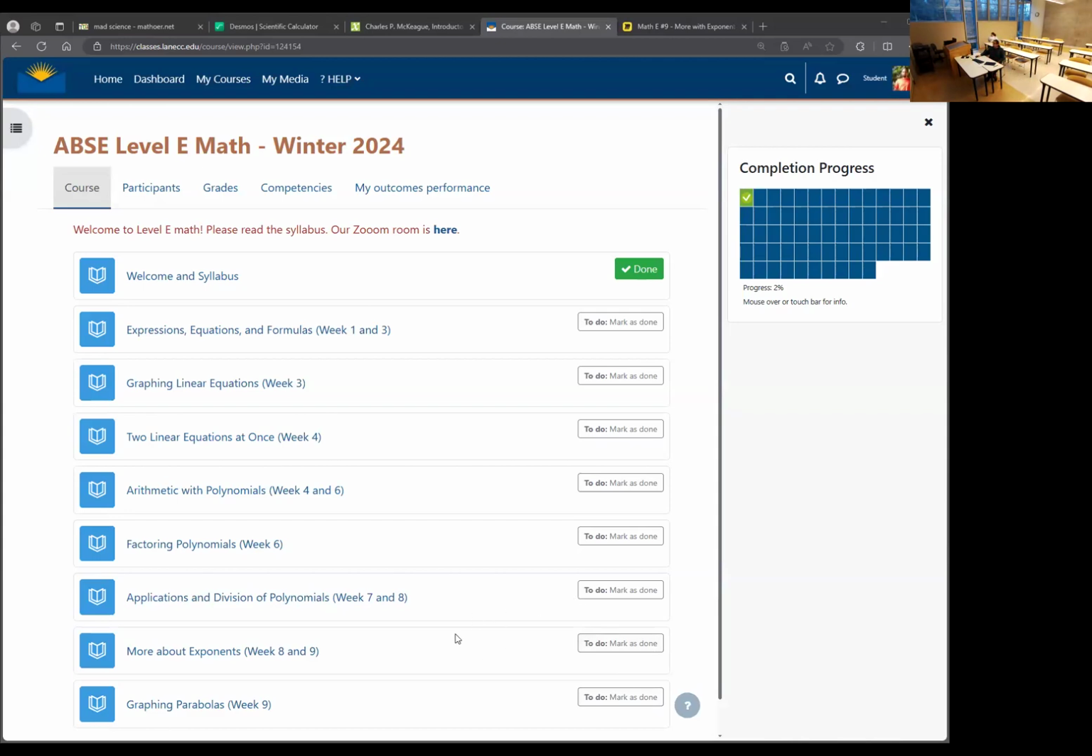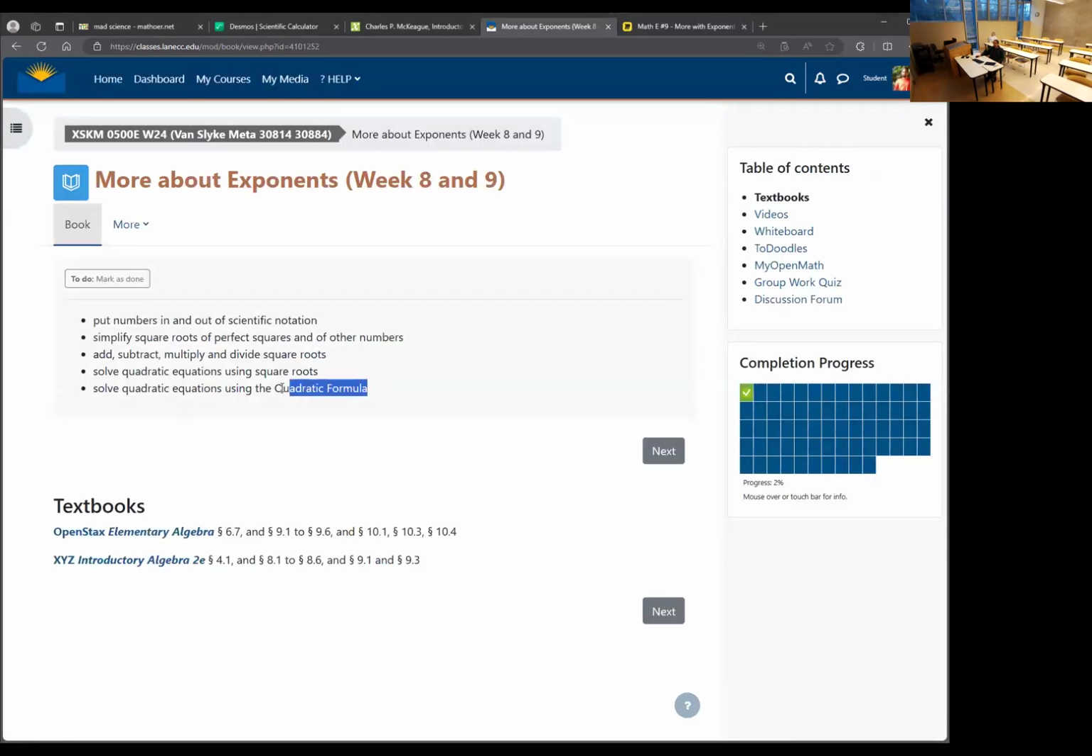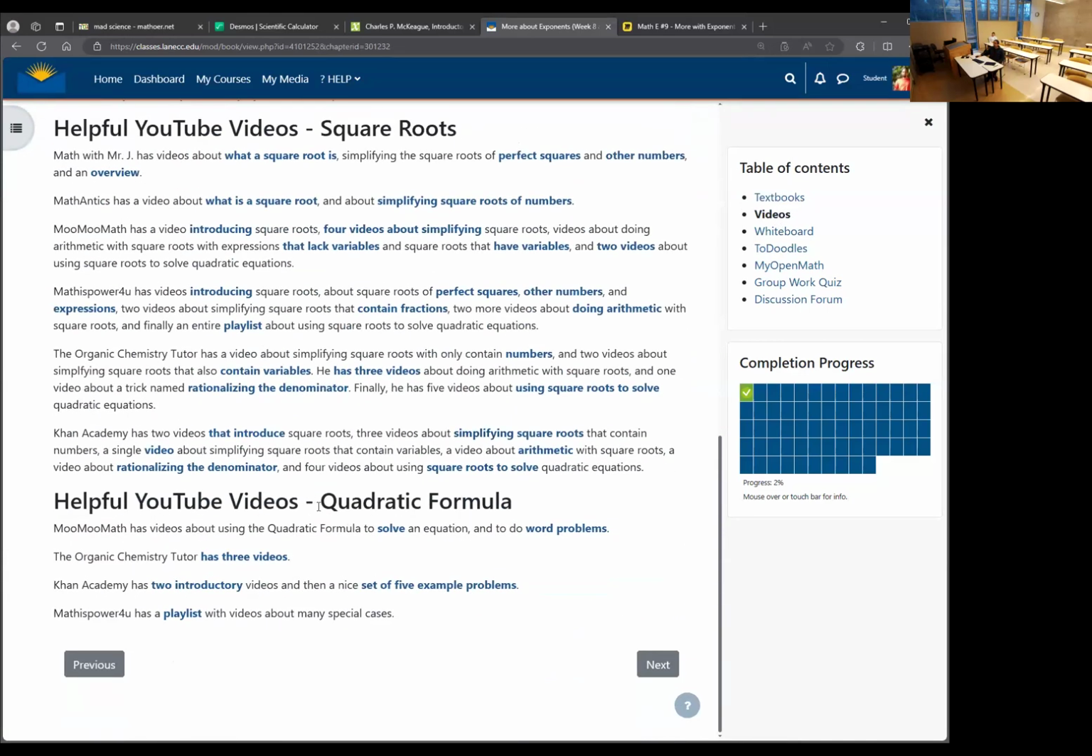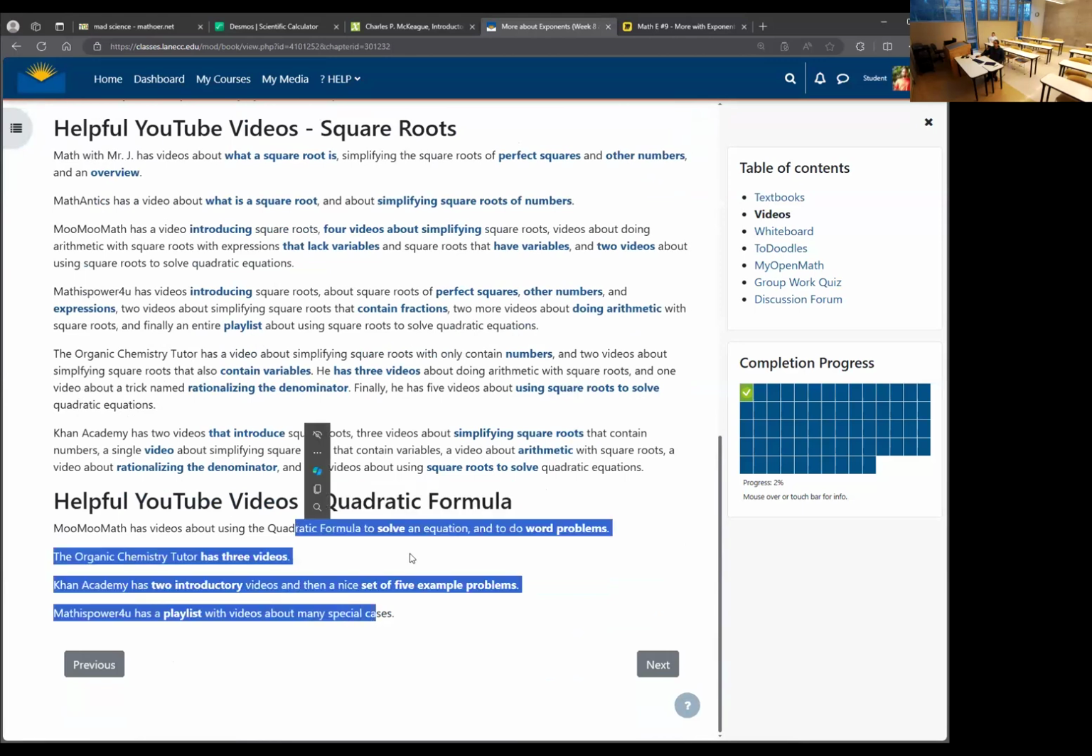I finished all the prep for the Moodle site. There's more things in this more about exponents page. If I go there, then now quadratic formula, it turns out it really belongs here because it's about exponents. So I have added a few sections in the textbook here. And if you go to the videos for more about exponents, now there's a new section about quadratic formula and videos for that.